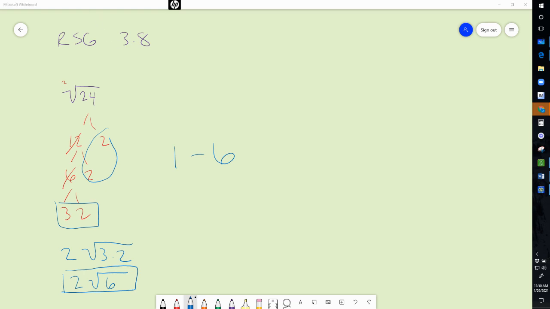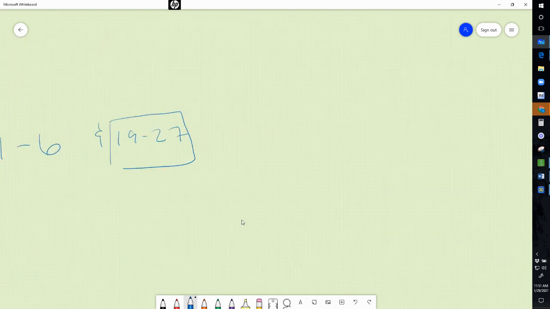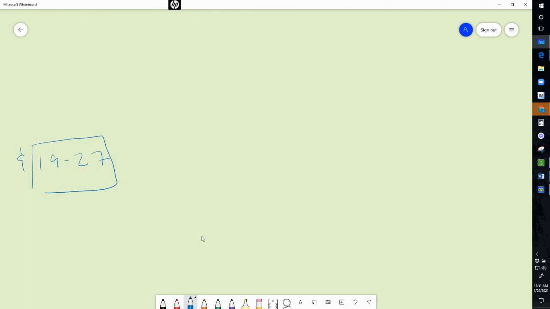Okay? All right, on problems 19 through 27, so you're going to skip. You're going to do 1 through 6 and 19 through 27, by the way. These ones right here are factoring or quadratic formula. So I want to remind you of a couple things.